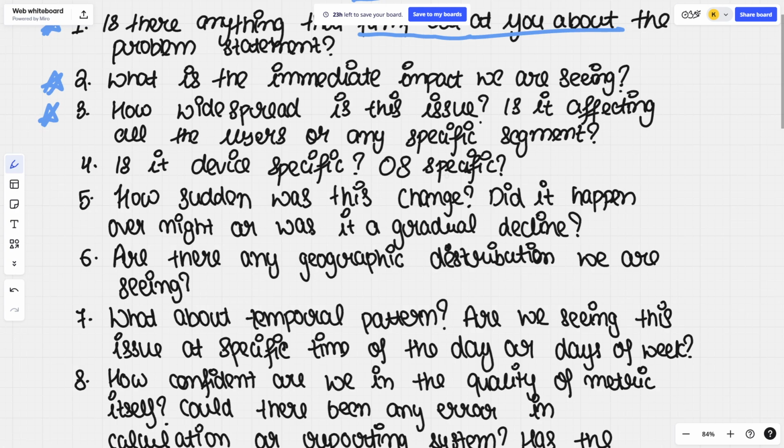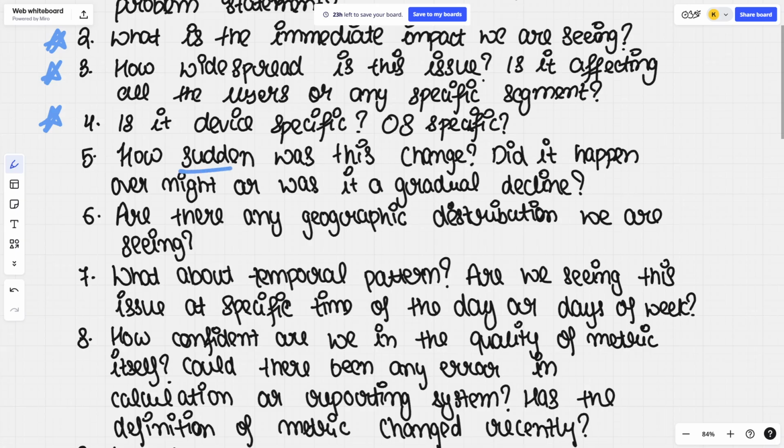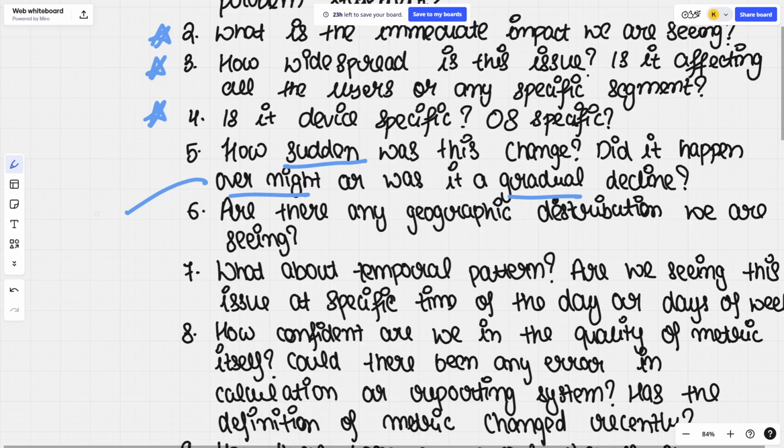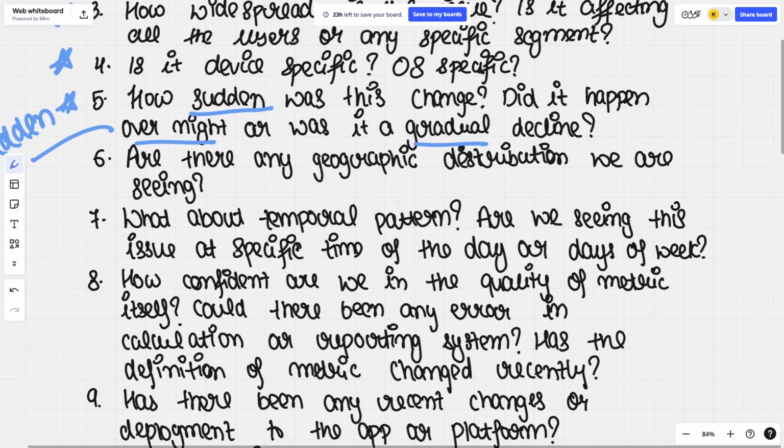Is it device specific or operating system specific? This is also one of the most common questions that you can use in any interview or any case study. How sudden was this change? Did it happen overnight, or was it gradual? Overnight means we are talking about a sudden change, and this is also a common question that you can ask in every RCA problem.